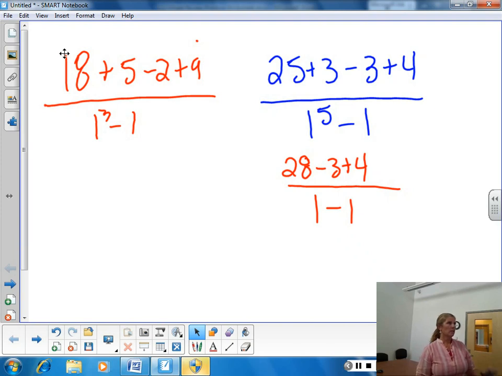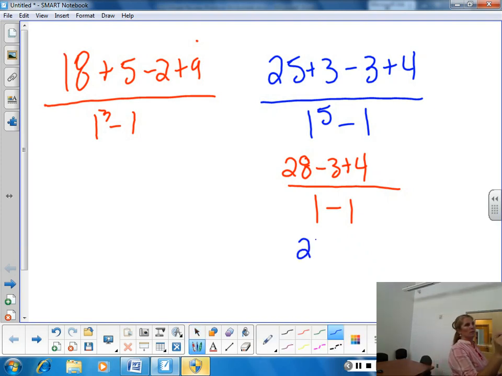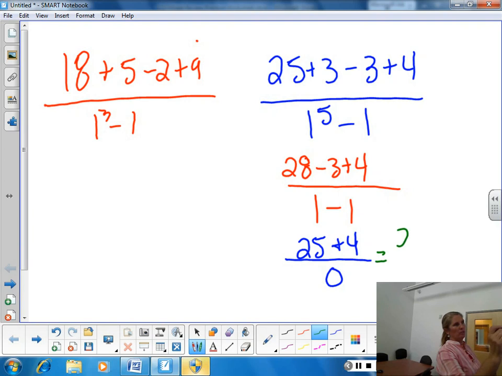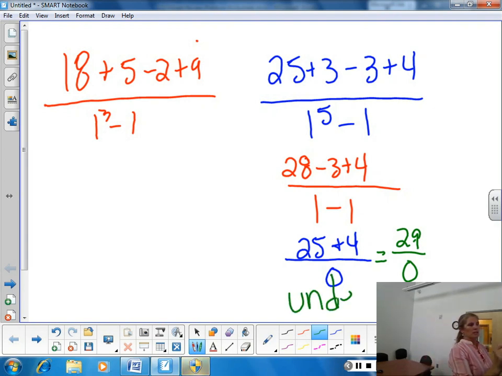So moving on, 28 minus 3 is 25, and 1 minus 1 is 0. Red flag. When you get a 0 in a fraction, you should be thinking, whoa, whoa, whoa, what's happening here? One more step is 25 plus 4 is 29. But when you divide by 0, you either get 0 or undefined. Which one is it? When you divide by 0, your answer is undefined.